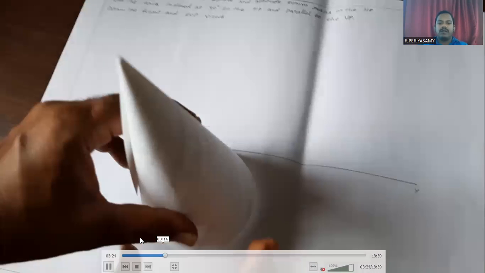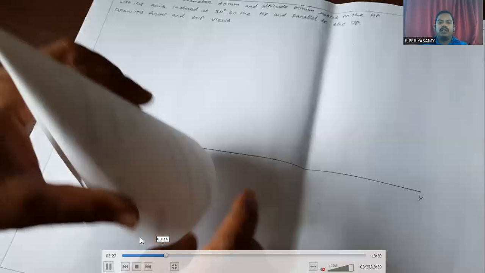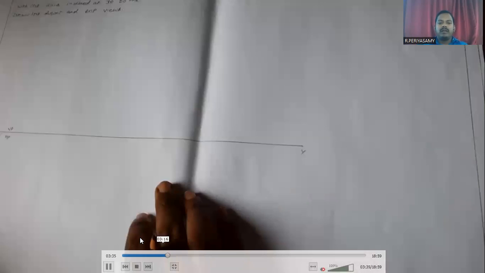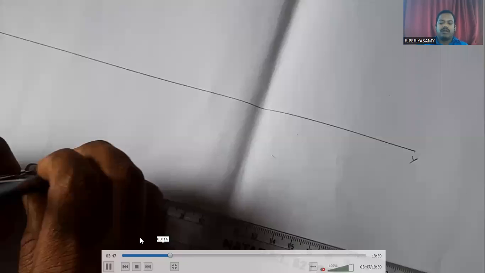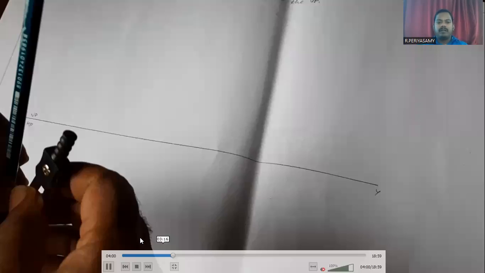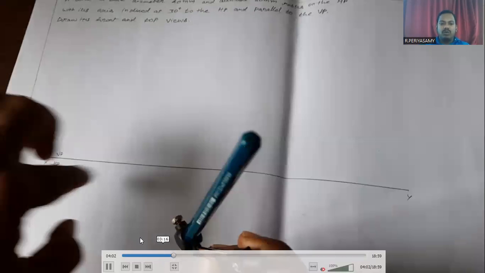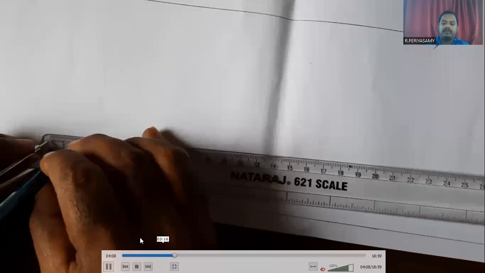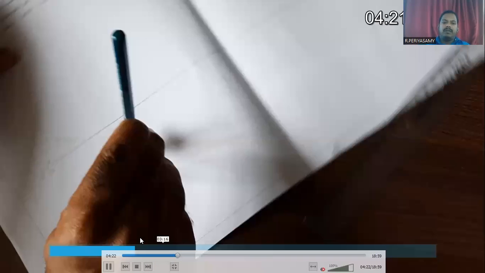So we have to draw the base circle of the cone. The cone diameter is 40 mm, so we measure a 20 mm radius and draw the circle. In the top view projection, only the cone base circle is projected on the HP.